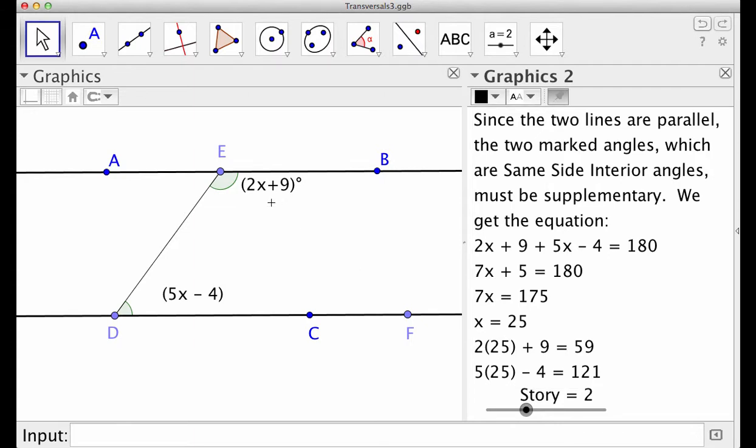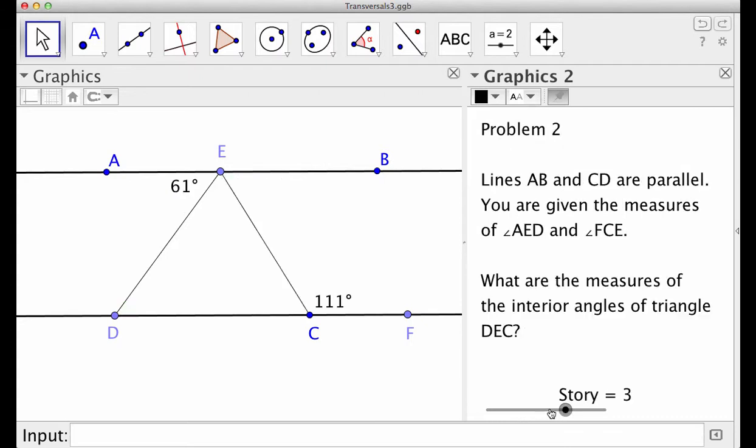Substituting x in, we get 2 times 25 plus 9 gives us 59, and 5 times 25 minus 4 gives us 121. So the angle up here at E measures 59 degrees, and the angle down here at D measures 121 degrees, and again, they add up to 180, they are supplementary.